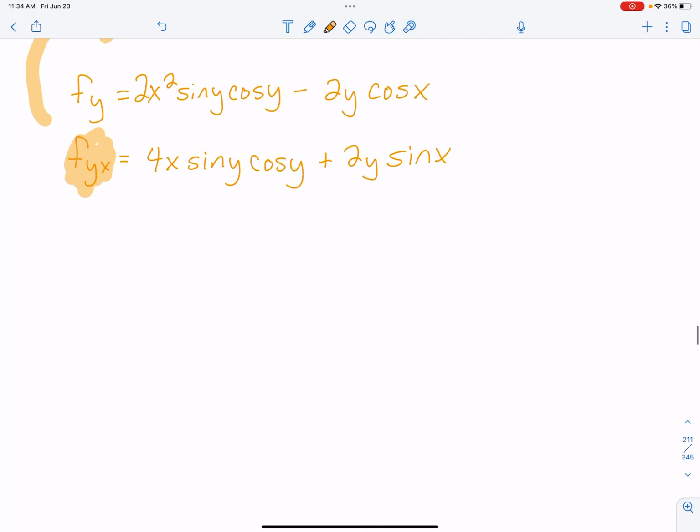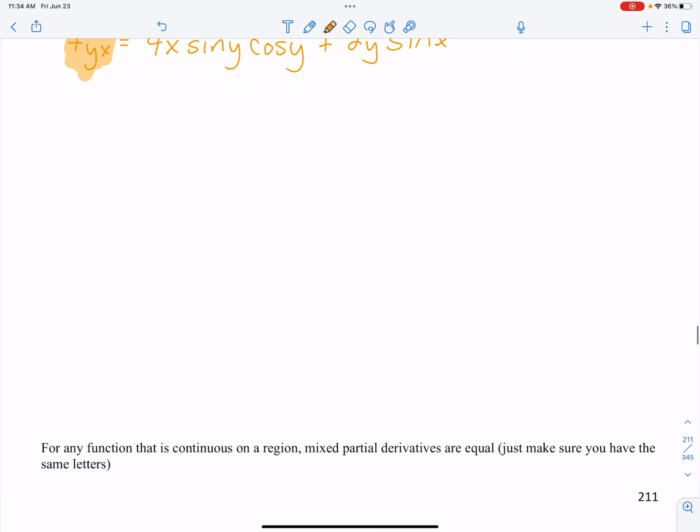Okay, at the end of this, I want to point out a few notes. For any function that is continuous on a region, mixed partials are equal. So again, it was the continuous. If they are continuous, then the mixed partials are equal. Now, here's the deal, you've got to make sure the letters are the same. So what I mean by that is that f_xy is the same thing as f_yx. That's great. Any combination of y and x would work there.